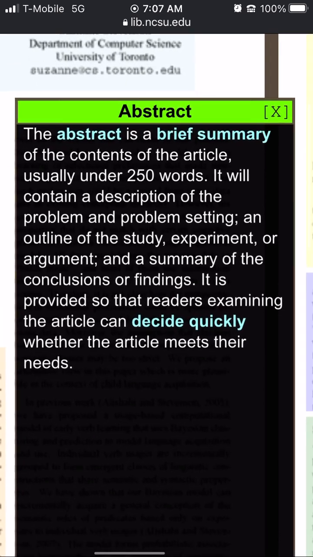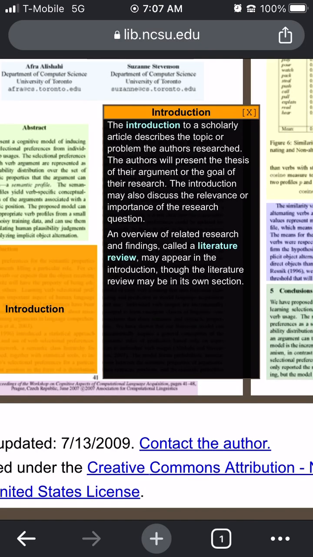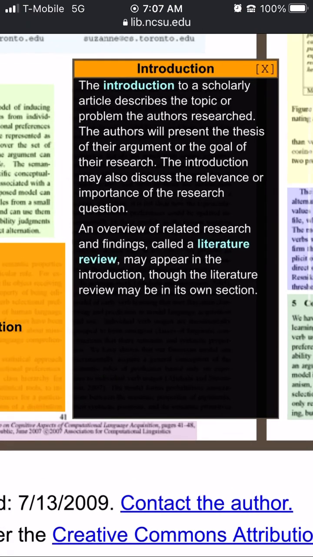You can look here, and here, when you click on one of these, it comes up with an explanation of what the article section is, which I pretty much already gave you. But yeah, so it's pretty interesting. So this is what it says about the introduction. Intro to a scholarly article describes the topic or problem the article researched. The authors will present the thesis of their argument or the goal of their research. The introduction may also discuss the relevance or importance of the research question.